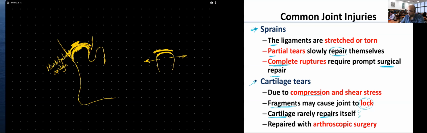Why do you think? What is the characteristic of cartilage tissue that can explain why cartilage rarely repairs itself? It's avascular, exactly. It doesn't have blood vessels, so the cartilage can't regenerate. It doesn't get enough blood supply, enough nutrients, enough cells, enough oxygen. It's avascular. That's why it's almost impossible for the cartilage to repair itself.